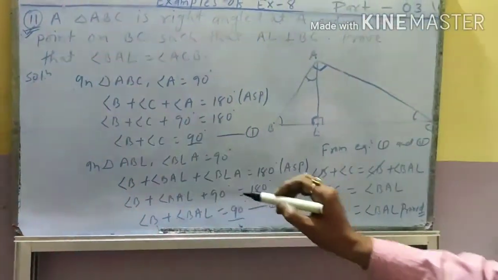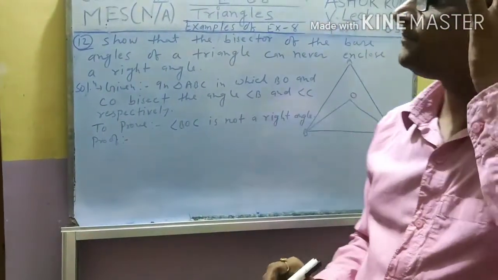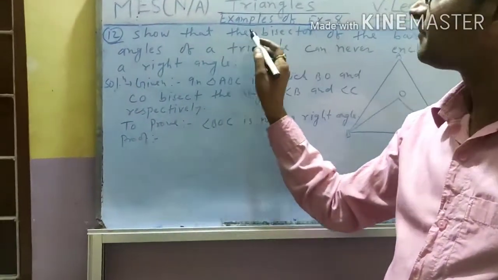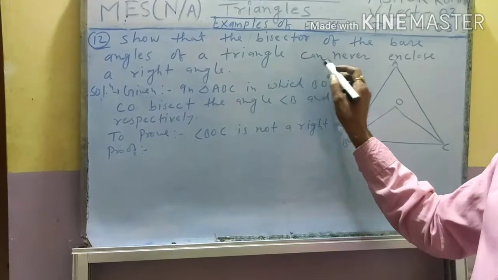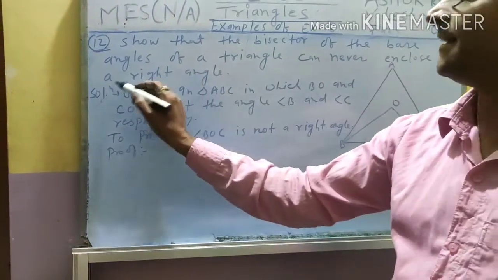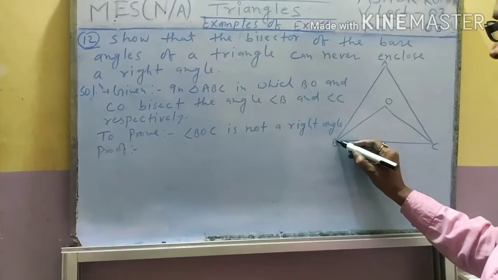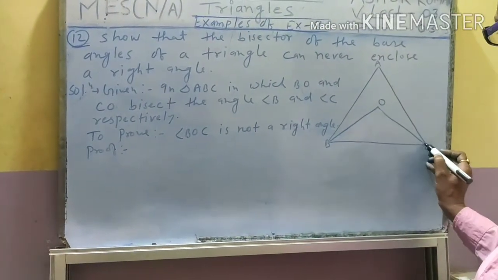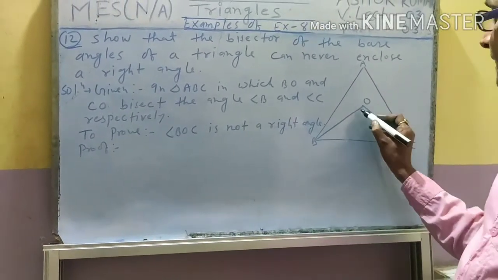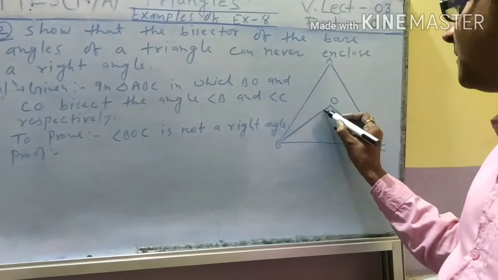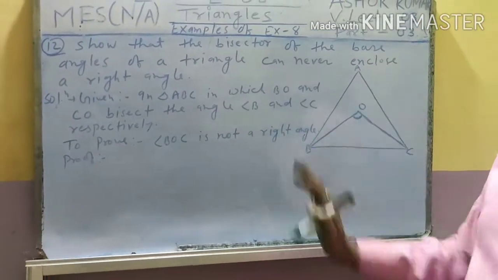The next question is example number 12. Prove that the bisectors of the base angles of a triangle can never enclose a right angle. Here students, BO and CO are the bisectors of the base angles, and they never enclose a right angle. That means this angle is not 90 degrees. You have to prove that this angle is not 90 degrees.